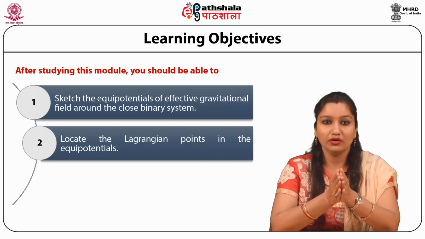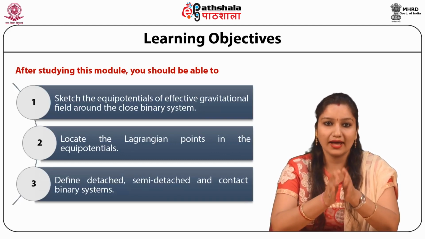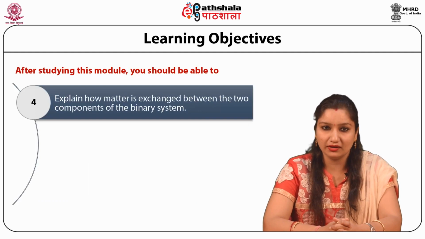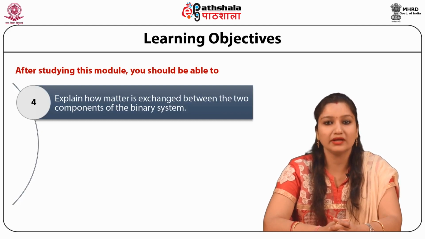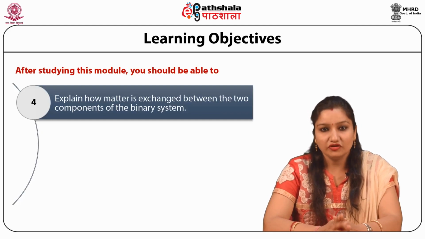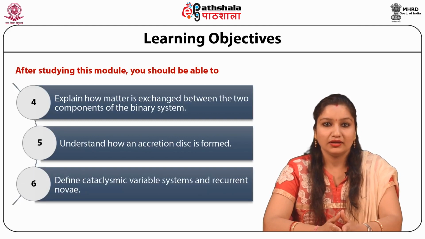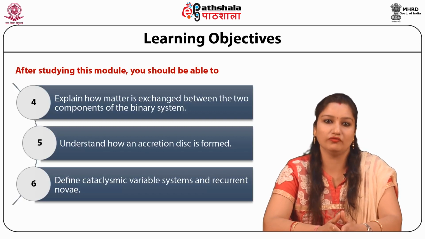You should be able to define detached, semi-detached and contact binary systems. Then next, we should be able to explain how matter is exchanged between the two components of the binary system. We should be able to understand how an accretion disk is formed. Next, we should be able to define cataclysmic variable systems and recurrent novae.